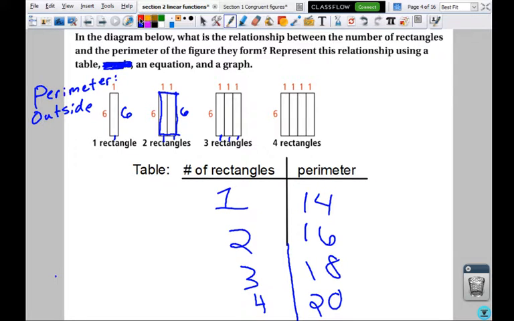You guys got it. So what we did is we just represented the relationship using a table. We're also going to make an equation out of this, and it's going to be kind of basic. We're not going to use variables and stuff. We're just going to use some words. So let's take a look at this. How much is my perimeter changing by each time? It's adding 2, right? So I need to come up with an equation or a way I can represent this.